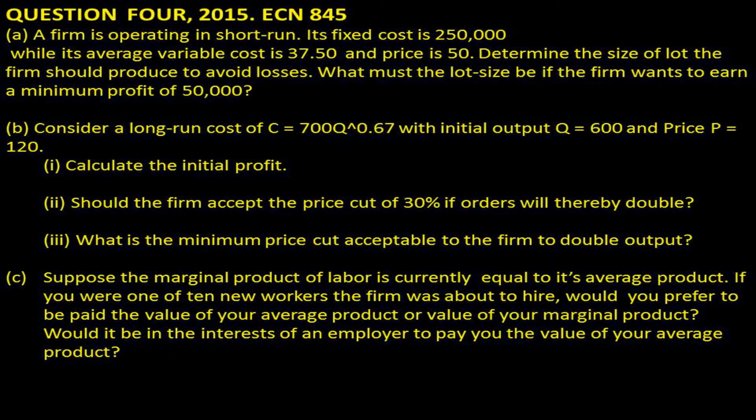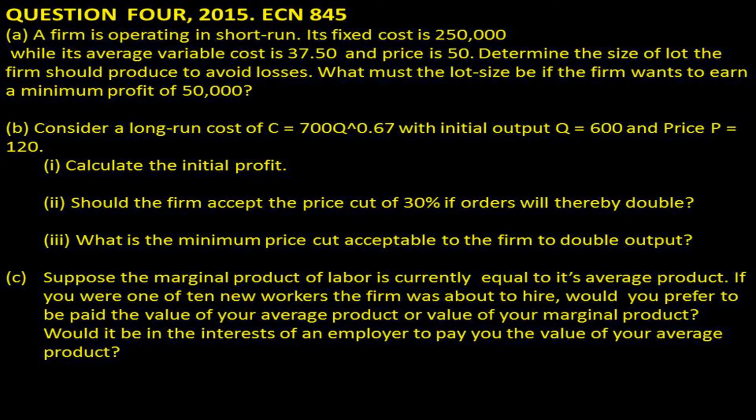A firm is operating in a short run. Its fixed cost is 250,000, while average variable cost is 37.5 and price is 50. Determine the size of the lot the firm should produce to avoid losses. What must the lot size be if the firm wants to earn a minimum profit of 50,000?